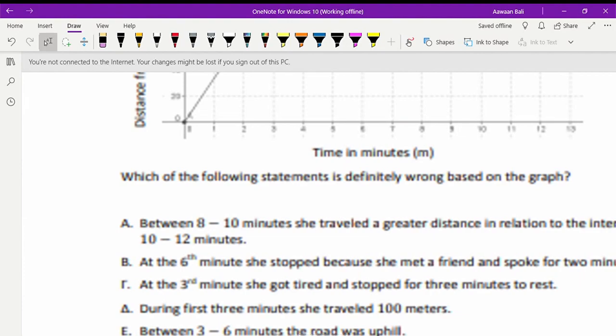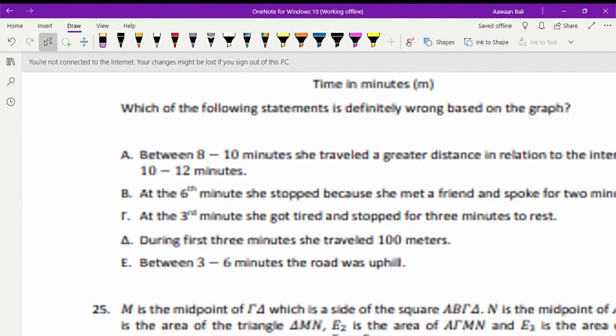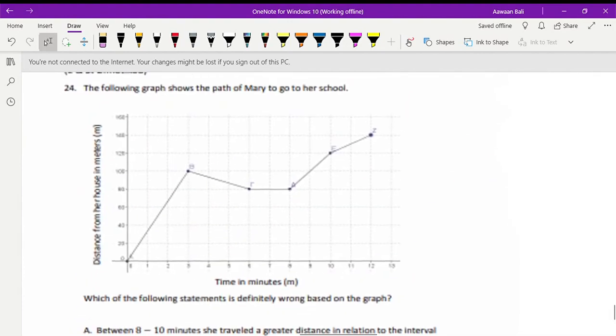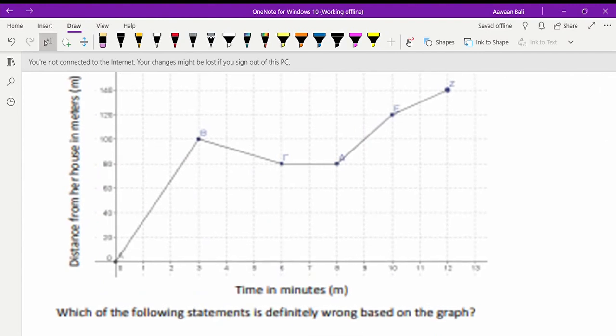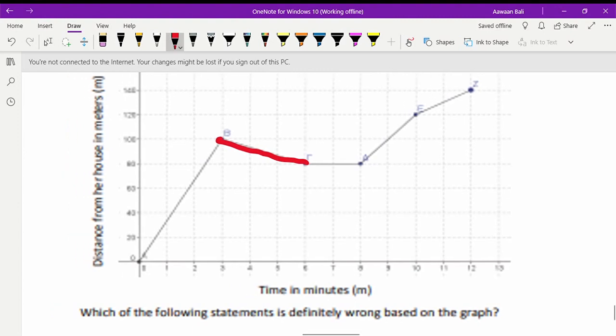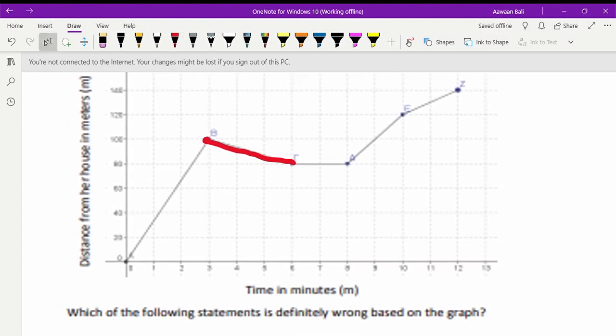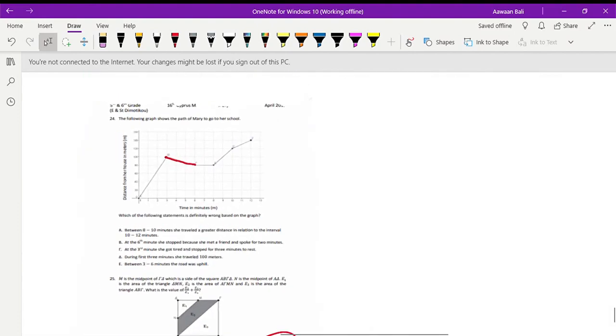And it says at the 3rd minute she got tired and stopped for 3 minutes to rest. No, look at Eta. She was going uphill, but whether it's going up or down doesn't mean she's not moving. It's just talking about the speed. If it's going down, her speed is slower. If it's going up, her speed is faster. But she's still moving, so therefore Rama's wrong.